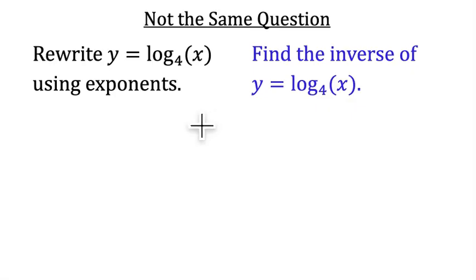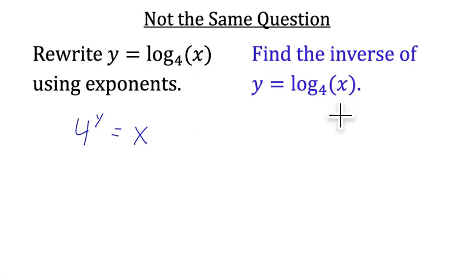Now, one more thing before we do a couple of practice problems. Don't get inverses confused with just rewriting the function. So here we have two questions, and they are different questions. First one says rewrite y equals log base 4 of x using exponents. Well, that would be the base is 4, the log equals the exponent, so it's 4 to the power of y, and that will equal the other thing, x. So here we're just rewriting this equation in exponential form. It's the same equation, it just looks different.